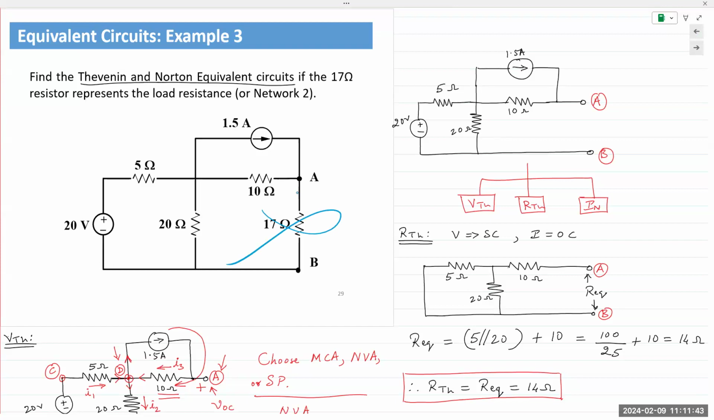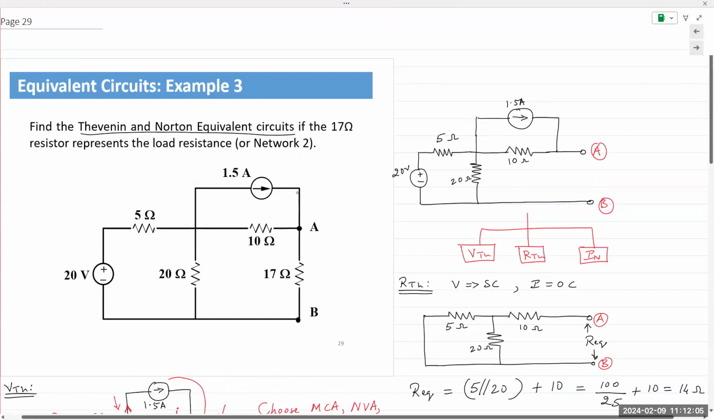Now, this drawing right here is simply for explanation purposes. Students do not have to redraw the circuit diagram. Okay, this is just for explanation. It's just to show that the 17 ohm resistor is not part of the analysis and the terminals are open.